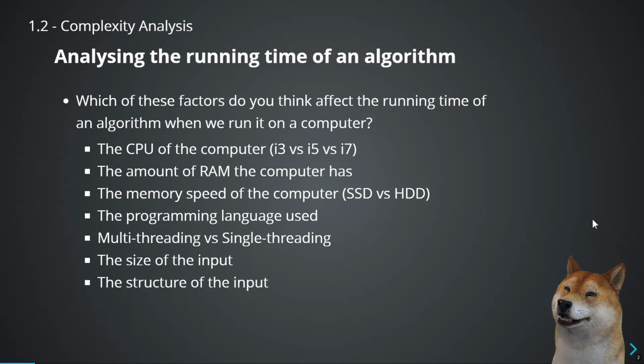Finally, what about the structure of the input? Imagine the algorithm has two different inputs. Actually, the same input, they have the same size. It's just that they're structured differently. For example, they can be in a different order. Would that make a difference to the running time of the algorithm? Hopefully you say yes to all of these, because all of these are factors that can affect the running time of your algorithm. And that actually makes it very hard to properly analyze the running time of an algorithm.